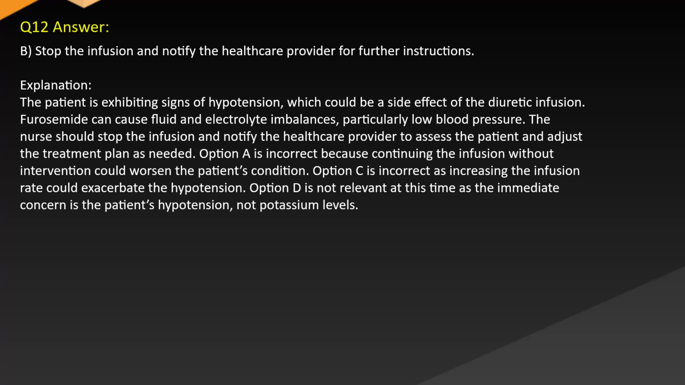Explanation. The patient is exhibiting signs of hypotension, which could be a side effect of the diuretic infusion. Furosemide can cause fluid and electrolyte imbalances, particularly low blood pressure. The nurse should stop the infusion and notify the healthcare provider to assess the patient and adjust the treatment plan as needed. Option A is incorrect because continuing the infusion without intervention could worsen the patient's condition. Option C is incorrect as increasing the infusion rate could exacerbate the hypotension. Option D is not relevant at this time as the immediate concern is the patient's hypotension, not potassium levels.